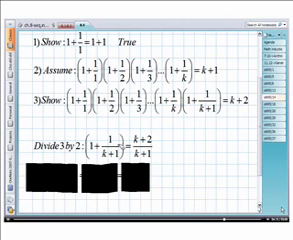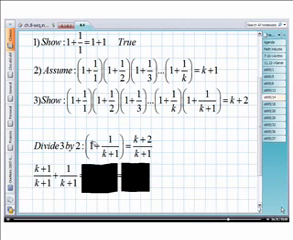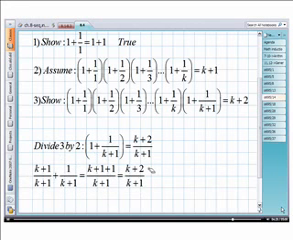And we want to show these are the same. So I took the left side and I got a common denominator, k plus 1 over k plus 1. I put it into a single fraction, and then this of course is just k plus 2 over k plus 1. So it does work.